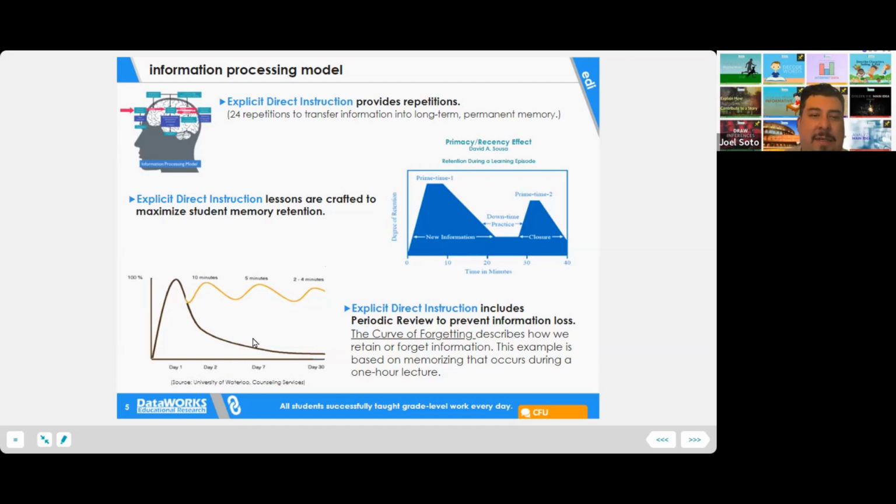Last but not least, you know what? The one thing we didn't forget about is the curve of forgetting, right? Remember in college, we did Cornell notes and they said you never have to study a day in your life if you review the notes one day. I love the curve of forgetting.